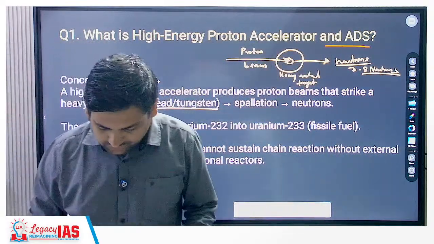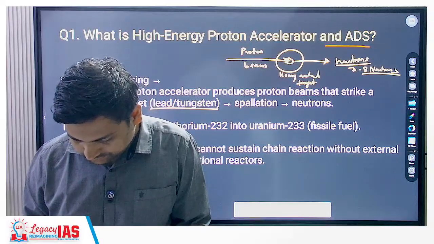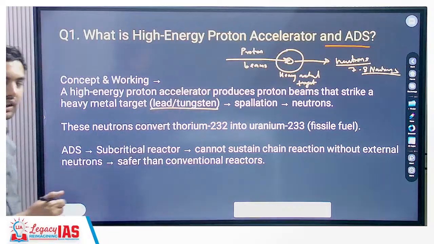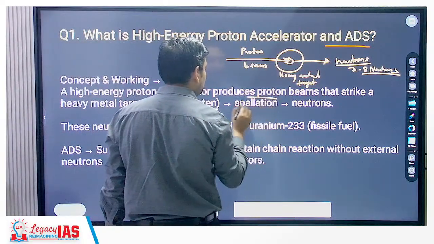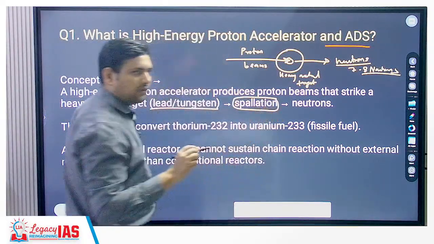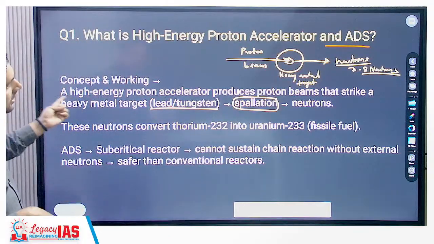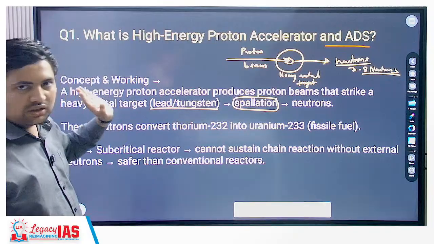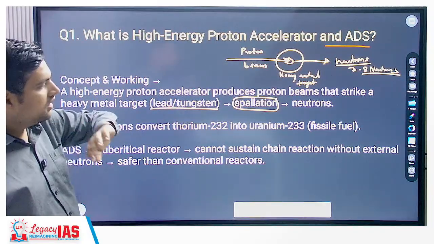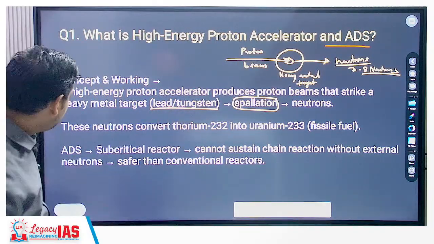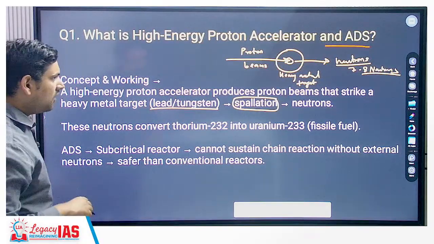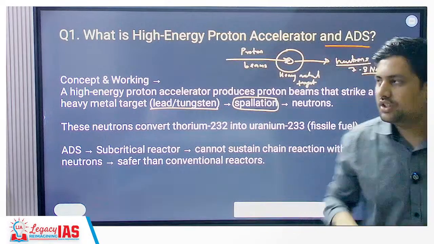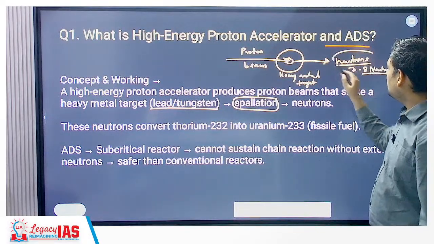This entire process is called spallation. Spallation is basically the proton beams striking the nucleus and throwing the neutrons away from it. Now why is it important? If you have read anything in nuclear energy, you would understand that these neutrons are important to us.